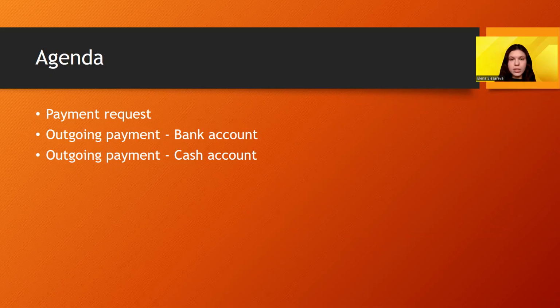So, today we've discussed 3 documents of the Treasury subsystem: payment request, outgoing payment bank account, and outgoing payment cash account.